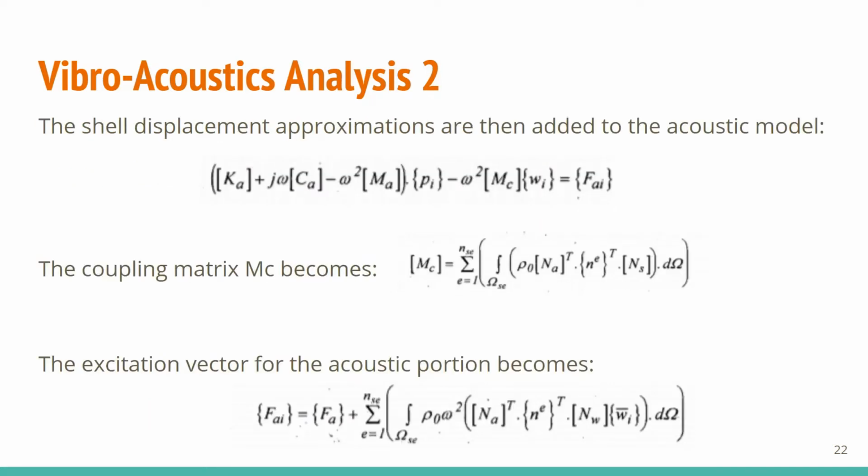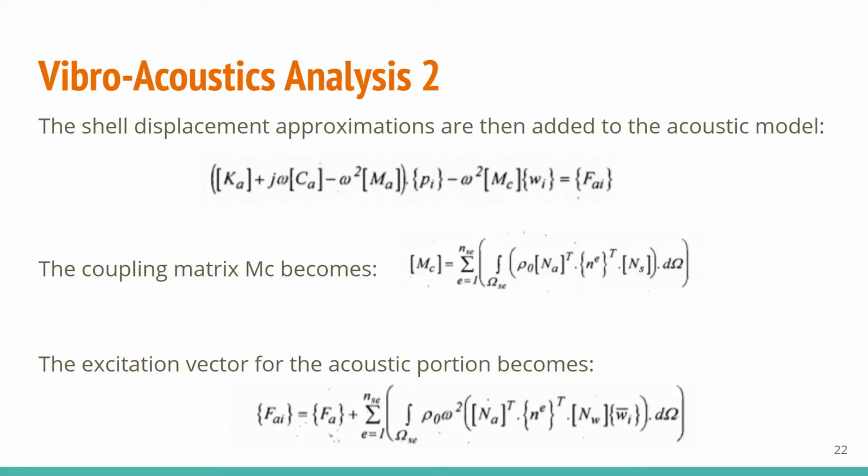So then, going into the acoustic model, you have to add the shell displacement approximation. Just like before, on the left side of the equation, it looks very similar. You have Ka plus j omega Ca minus omega squared Ma, times Pi. Notice how it's Pi, not Wi. But then you have minus omega squared Mc, Wi. Mc is the coupling matrix between the two, and Wi is the displacement along that boundary of the acoustic system, equals Fai.